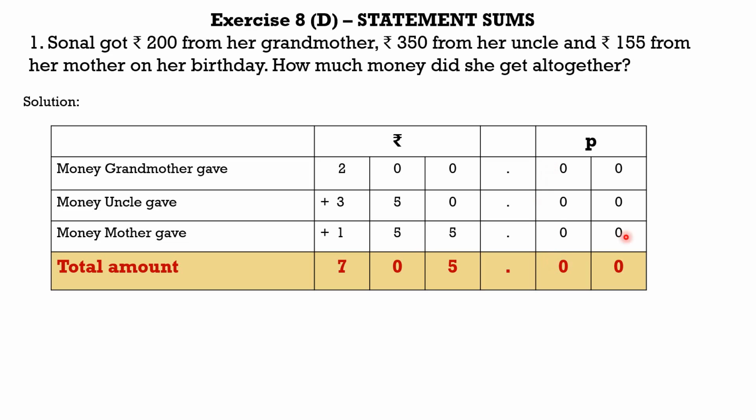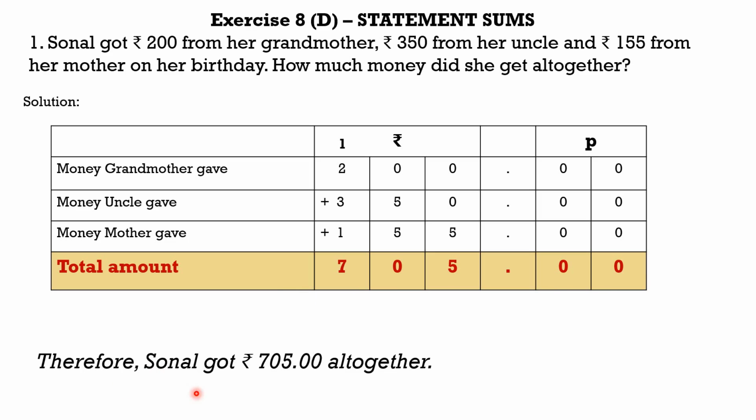Here in this column paise will be 00, since no amounts are given to us in paise form. So let's add: 0 plus 0 plus 0, 0. 0 plus 0 plus 0, 0. We bring the point down in the same way. 0 plus 0 plus 5, 5. 0 plus 5 plus 5, 10. So we write 0 here and carry over 1. 2 plus 3, 5, plus 1, 6, and plus the carried over 1, 7. So the total amount received by Sonal is 705 rupees 00 paise. Therefore, Sonal got rupees 705 altogether.